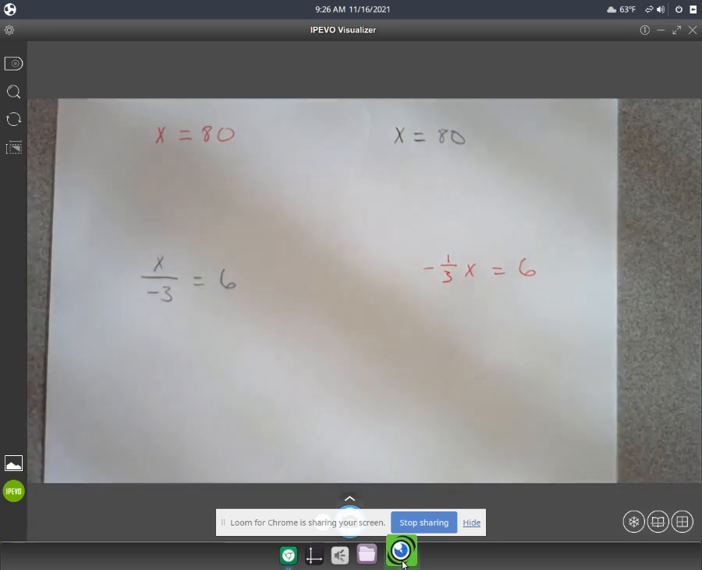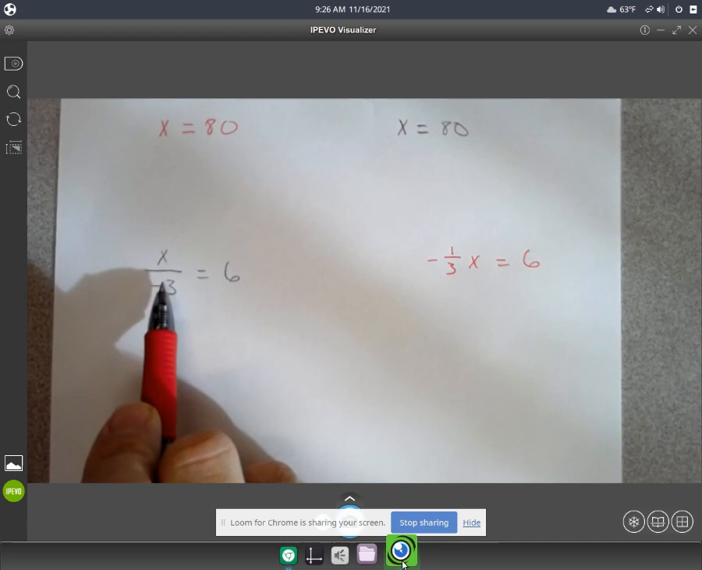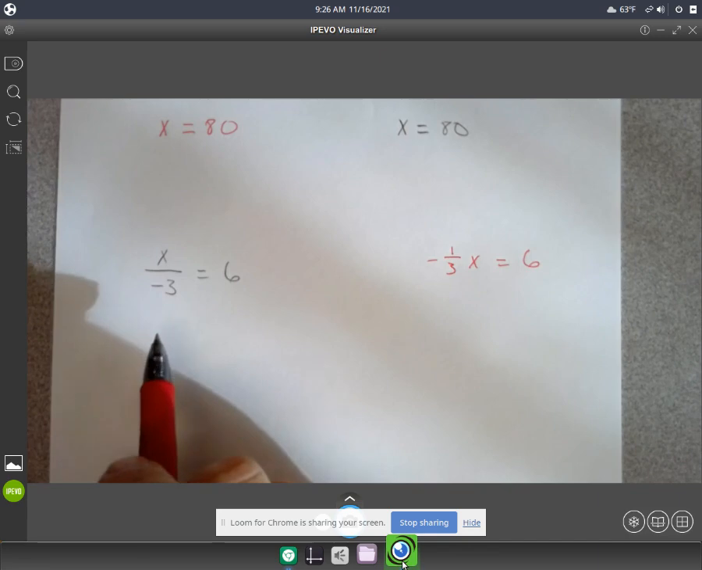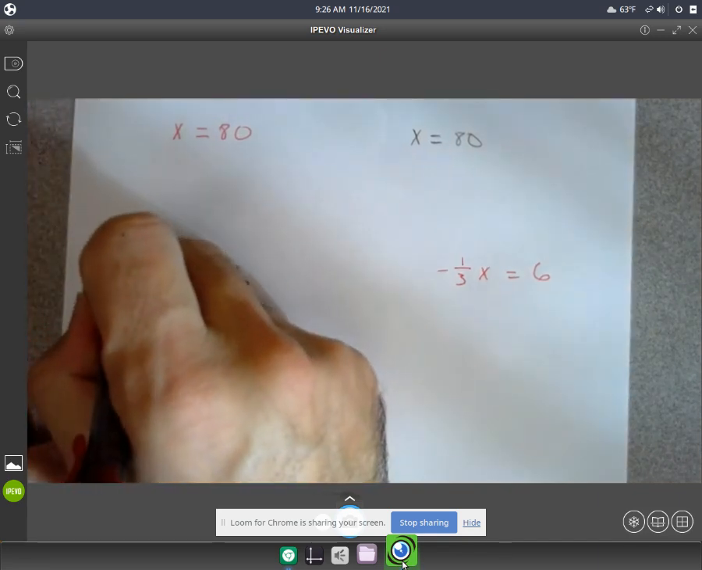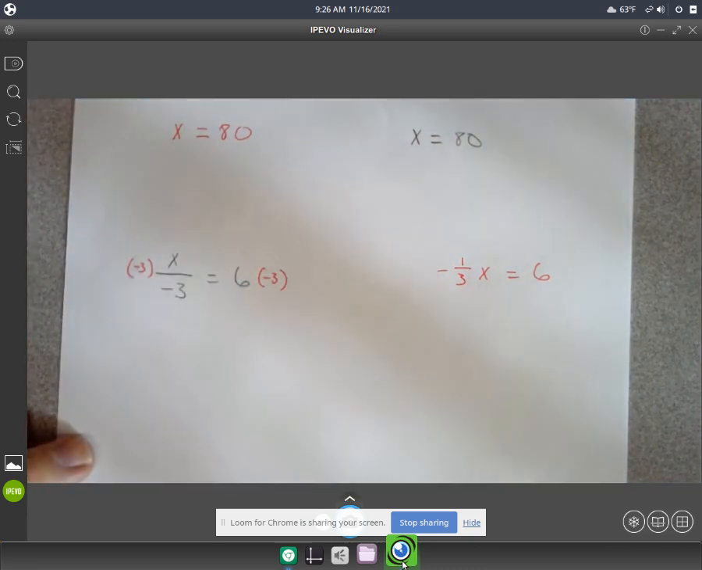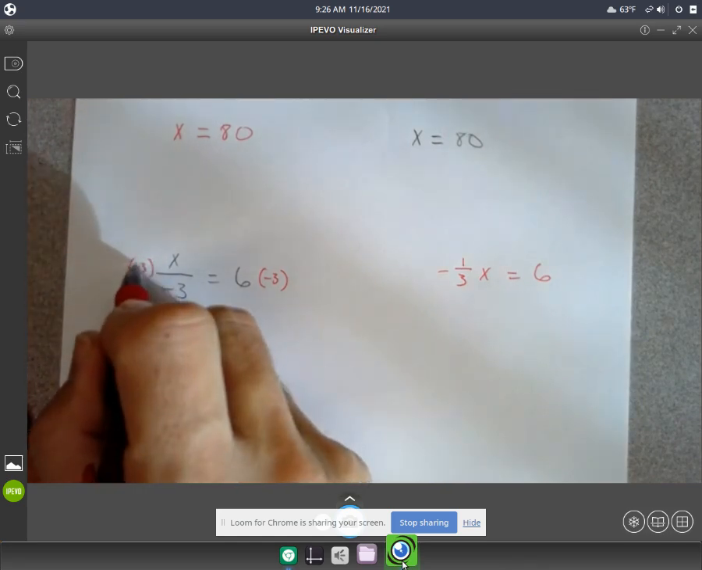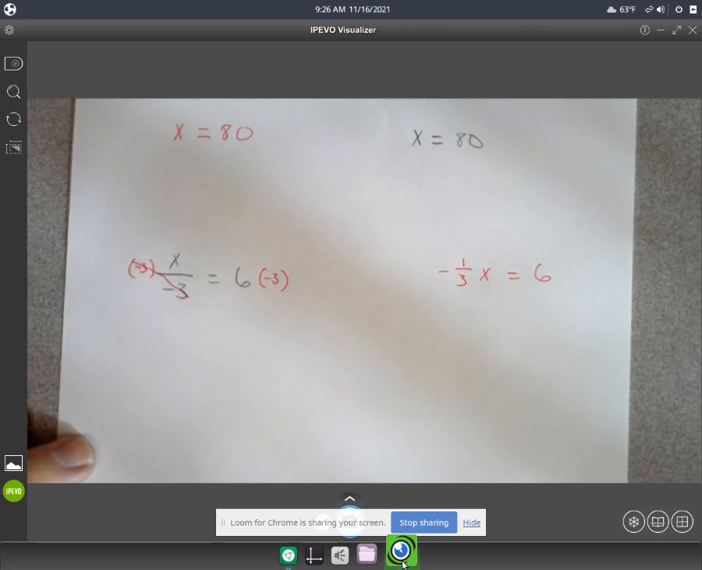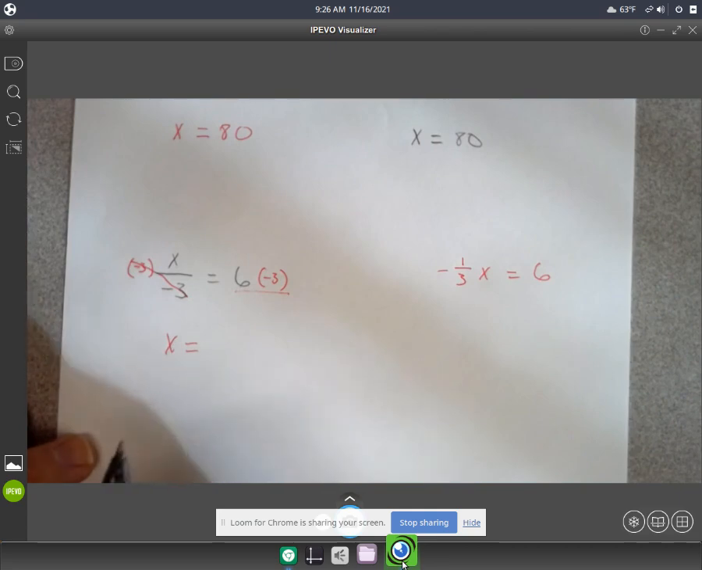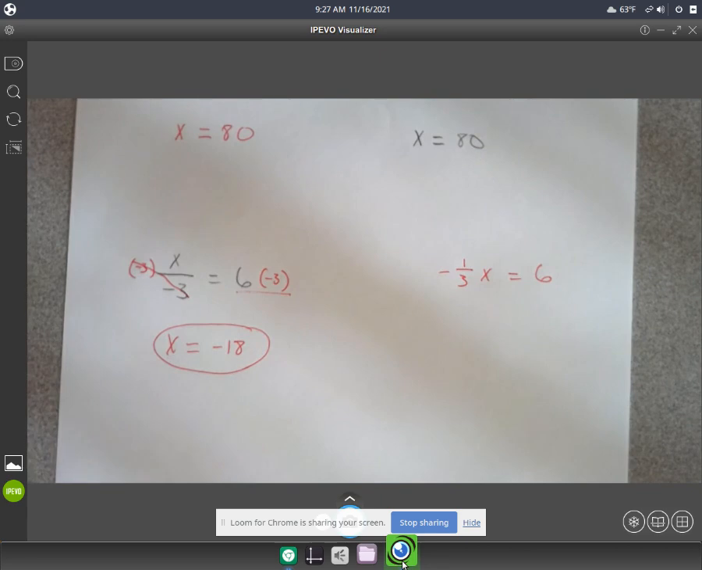The other way is just do the opposite of what's happening to the x. The problem says x is being divided by -3. So to cancel out the division by -3, I need to times by -3 on both sides. So the dividing by -3 and the multiplying by -3, those just cancel each other out. And so I'm left with x equals 6 times -3, which is -18. Cool.